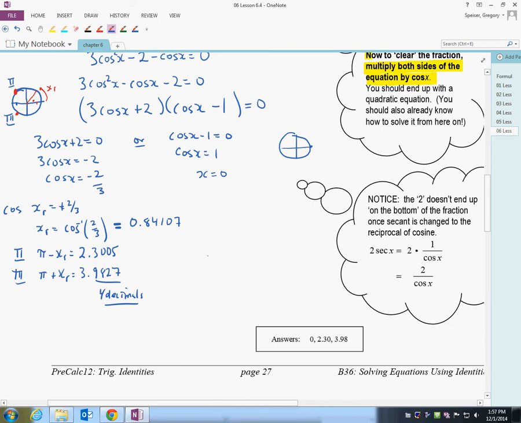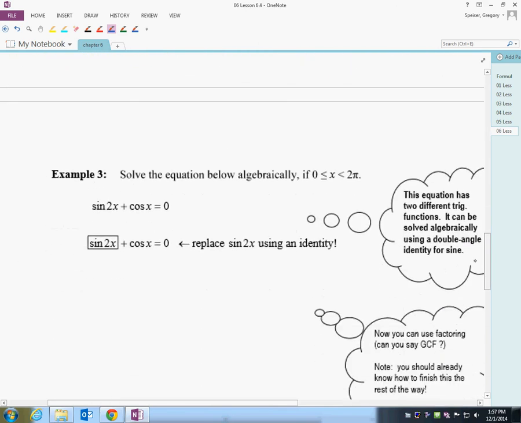So I have 3 answers here. I'll just try to state them clearly at the end. I get x equals 0, and then I get my 2.3005, and then my 3.9827. Which is pretty close to what they have over here, but he rounded it off to 2 decimals. Okay. All right, so there's one example, and we only have one more example to do.